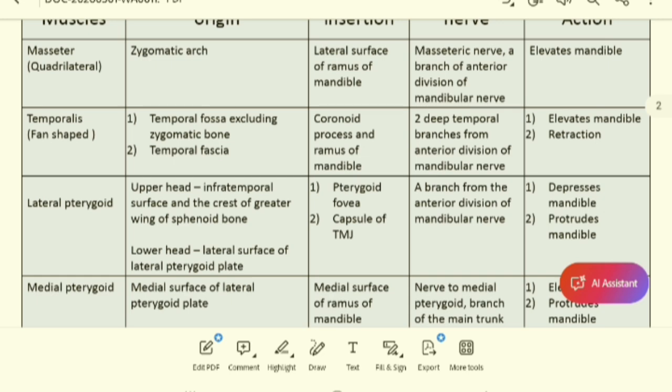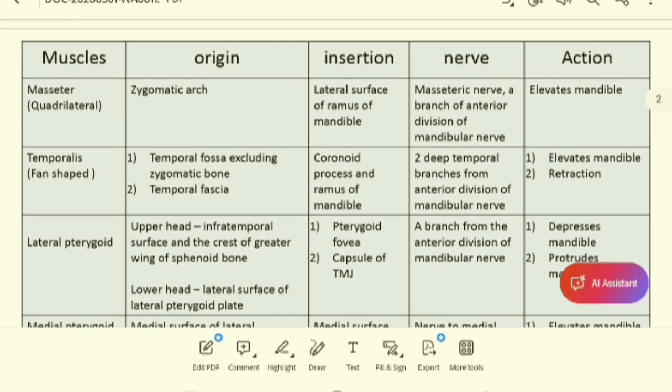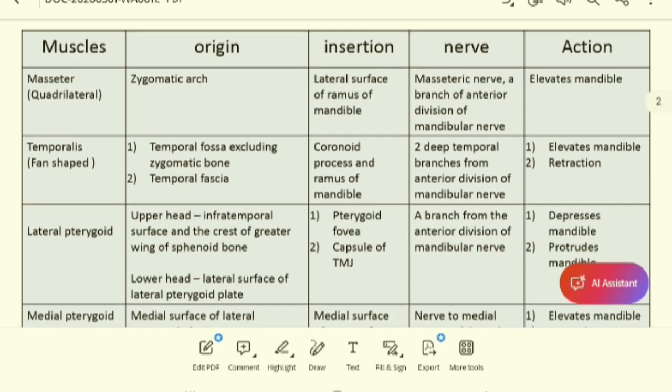Two deep temporal branches from the anterior division of the mandibular nerve. Now you don't have to remember all of this, just remember mandibular nerve and that will take care of it. Action, it is going to elevate the mandible. Retraction.